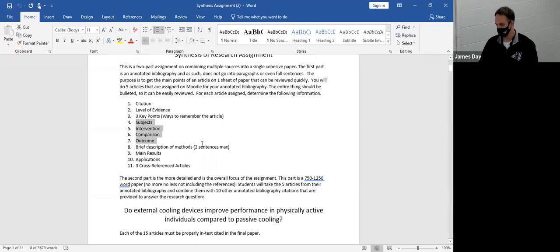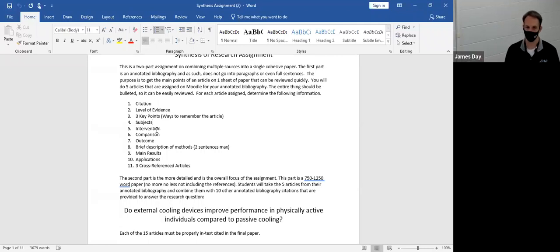For 8, brief description of the methods, 2 sentences max. When we're talking methods here, I'm thinking more procedures. They're not always procedures, but we've covered most of the other portions of the methods. So we need to know just a little bit about those procedures. Is there anything particularly special in there that we would want to know in analyzing this article?